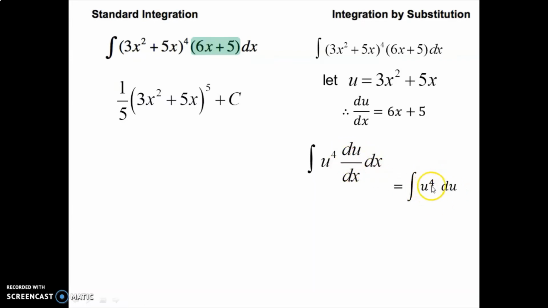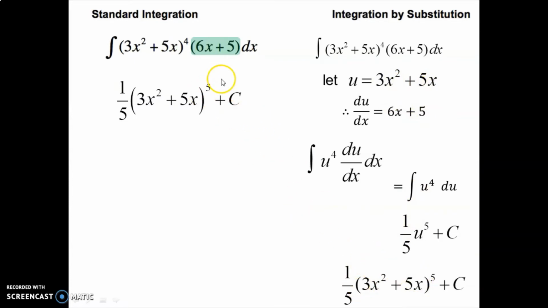So now you take the integral of u to the fourth, and we know that it's raise the power by 1 multiplied by 1/5 plus c. Now we substitute back in what u was, and u was just 3x squared plus 5x. So we put that back in there, and guess what? We come back to here.